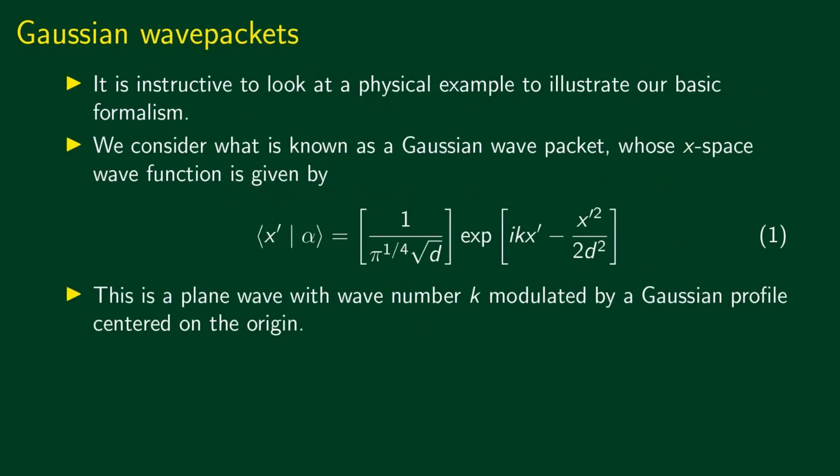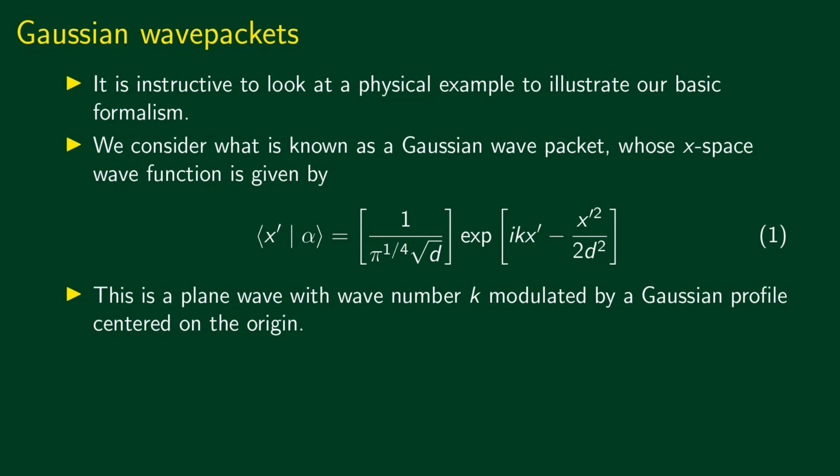So with that mathematical introduction, let's now look into Gaussian wave packets. Now this is a physical example which illustrates our basic formalism, right? So we have looked at the position space wave functions, the momentum space wave functions. We know how to calculate expectation values in the position space wave function, etc. So let's take an interesting type of wave function, which is called a Gaussian wave packet, and then see how these things work in the case of a Gaussian wave packet. Okay. So we consider what is known as a Gaussian wave packet whose x-space wave function is given by this.